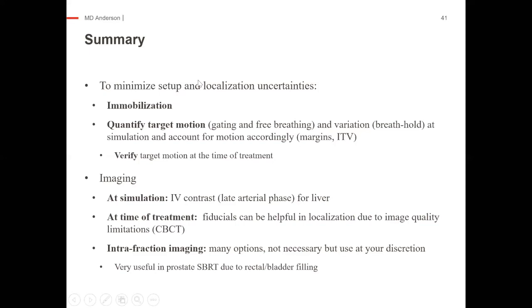For imaging, so at simulation, make sure you do appropriate imaging. So this would be a 4D CT or breath hold, depending on your clinic and your site, using IV contrast to help identify liver mets. At the time of treatment, fiducials are helpful in localization. And then intrafraction imaging that I just mentioned, it's not necessary, but use at your discretion.